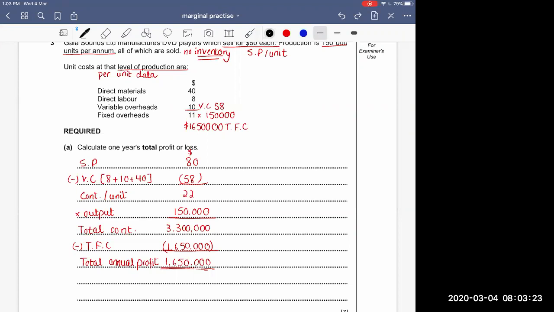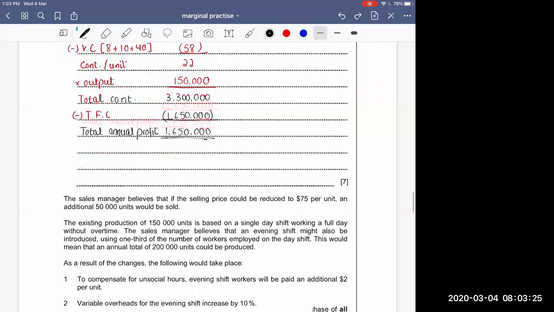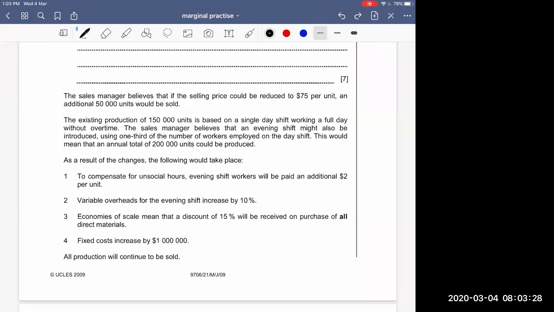Moving ahead, the sales manager believes that if the selling price is reduced to $75 per unit, currently we are selling a unit at $80, but if we reduce our selling price by $5 from $80 to $75, we can increase our demand, and instead of selling 150,000 units, we can actually sell 50,000 more units. That means our demand will shoot up from 150,000 to 200,000 units.